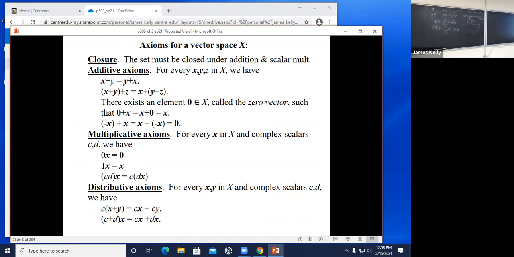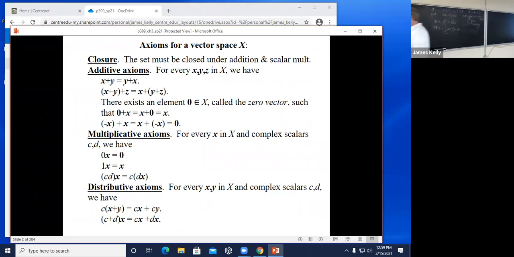So the worksheet that I passed out, who didn't get this worksheet called vector spaces? I think, yeah. Oh, and you didn't get a copy of the notes either.